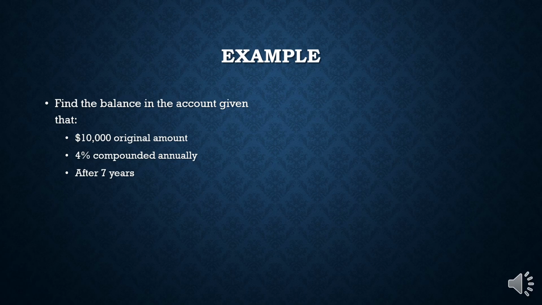Since interest is compounded annually, we want to use the formula that we were just given. P equals P sub 0 times the quantity 1 plus r over n, all raised to the nt power. Plugging numbers in appropriately, the formula looks like this. 10,000 goes in for P sub 0, 0.04 goes in for r, 1 goes in for n, and 7 goes in for t.